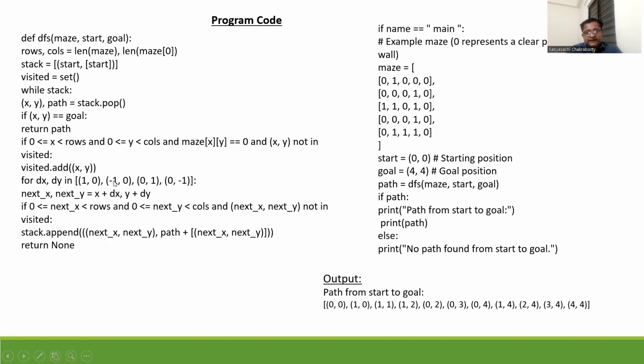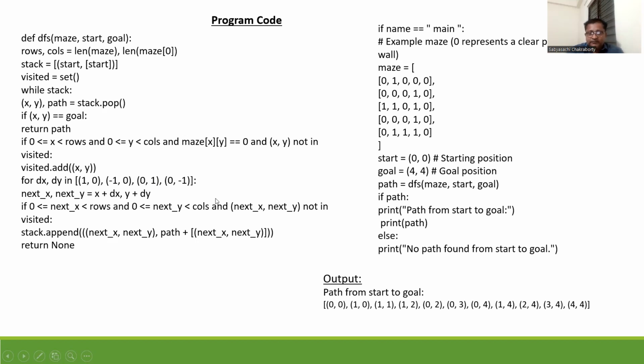Means the row vector decreases by 1 and the column vector remains fixed. The (0, 1) means the row vector remains fixed and the column vector increases by 1, so going to the next column. (0, -1) means the row vector remains fixed and the column vector goes one step backward. So this is the way the movements can be represented.